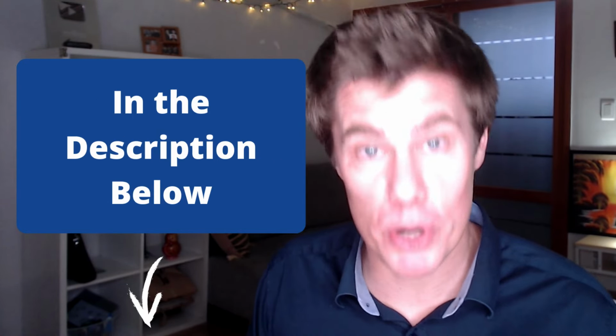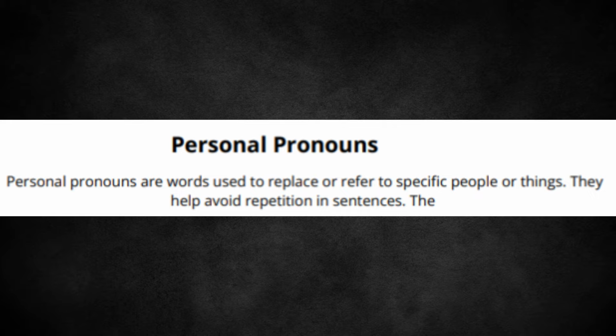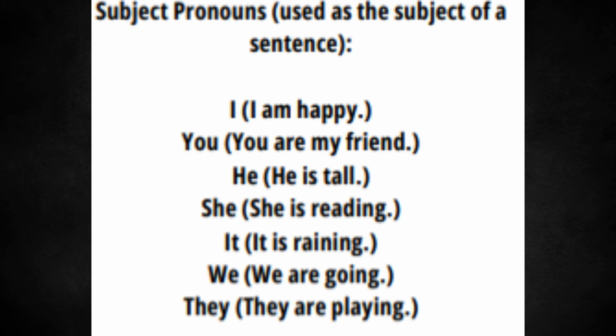Let's start with personal pronouns. Personal pronouns are words used to replace or refer to specific people or things. They help avoid repetition in sentences. I am happy. You are my friend. He is tall. She is reading. It is raining. We are going.